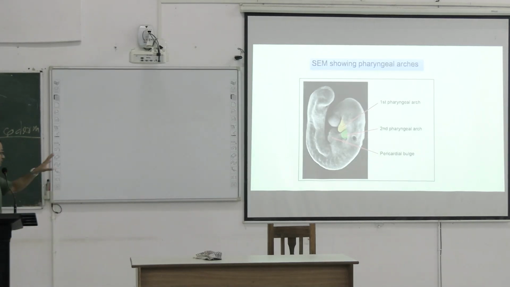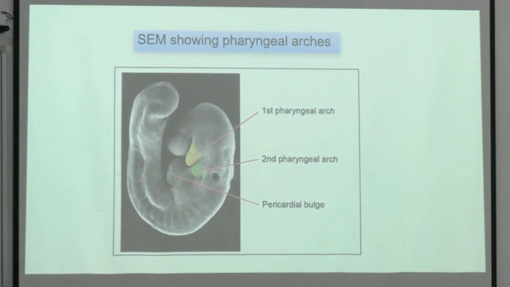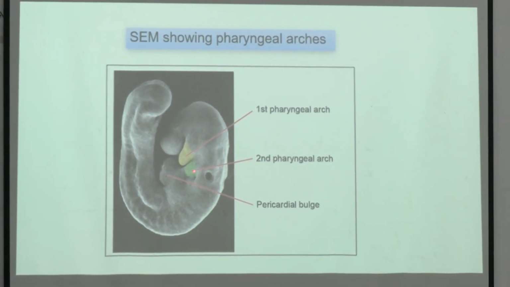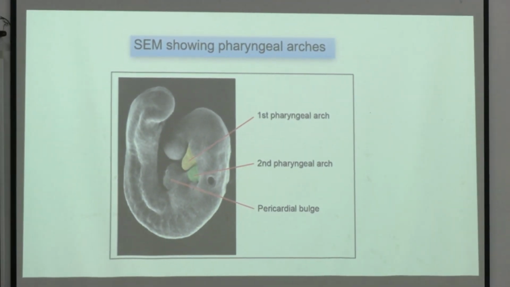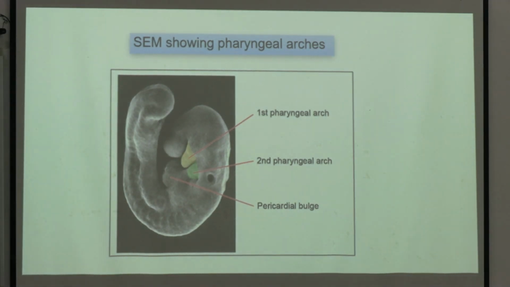This is how this should look. This is a developing embryo, as you see in this scanning electron microscope image, and this is the bulginess starting to appear with the pharyngeal arches. In between the arches we have a gap, which we call the cleft or groove on the outer side, and pouches on the endodermal side.